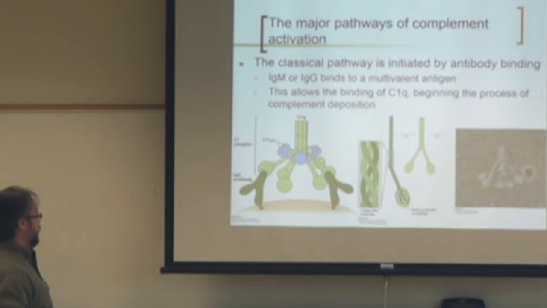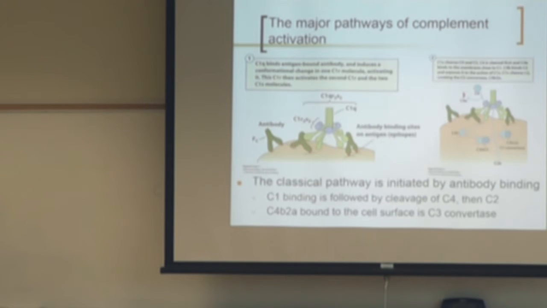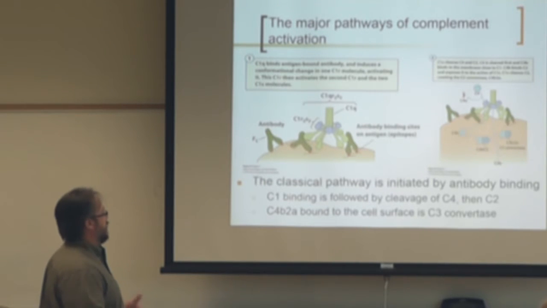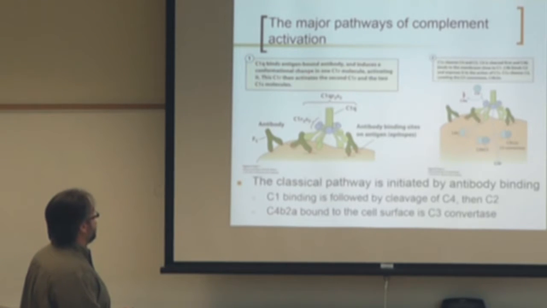And so we have this portion of complement. It's like this collagen-like triple helix that binds to the CH2 domain of an antibody. And here's a picture of that. So C1q binds only to antigen-bound antibodies, because we don't want it becoming activated just on antibodies floating around, because we have plenty of them. It induces a conformational change in the C1r molecule, activating it, then that C1r activates the second C1r. So it's all this cascade again.